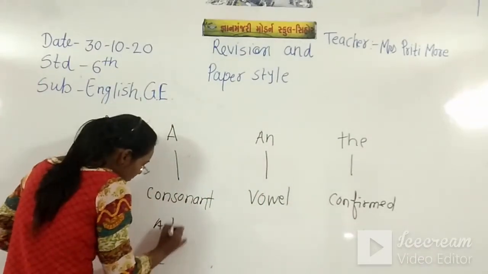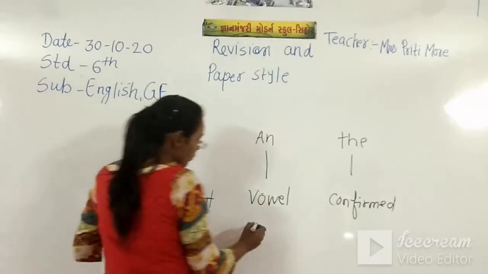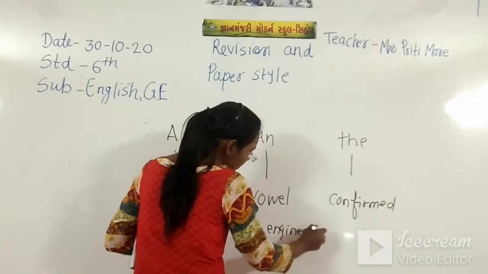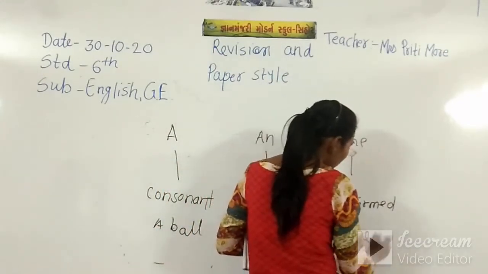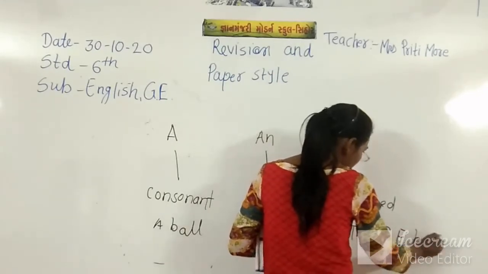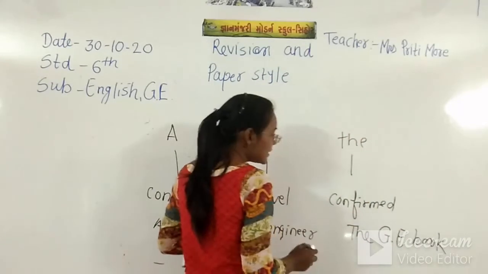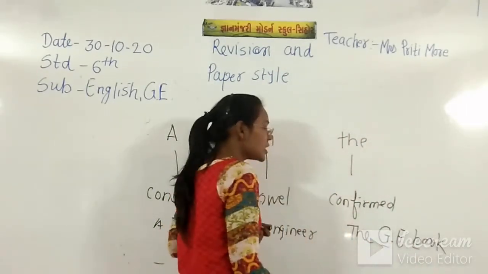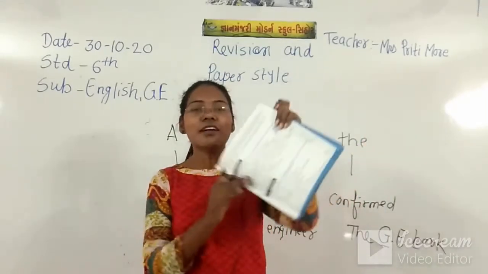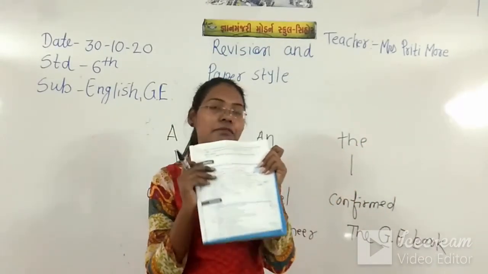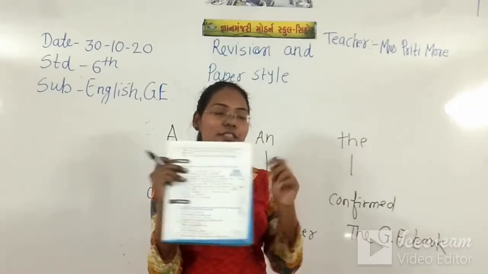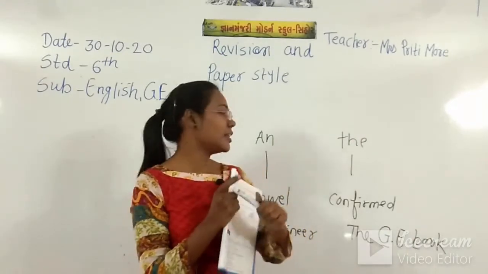Consonant: a ball. Vowel: an engineer. The book: this word is beginning with B, and this is G. These both are consonants, but we know about this book. This is not unfamiliar for us, right? You also know this and I also know this. That's why if we know the thing, that time we use the article.